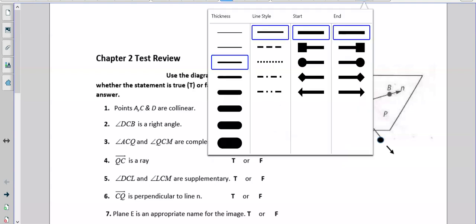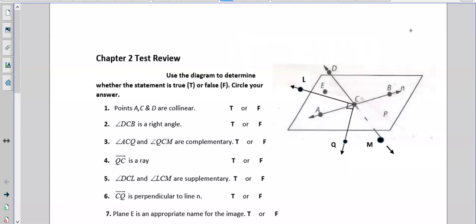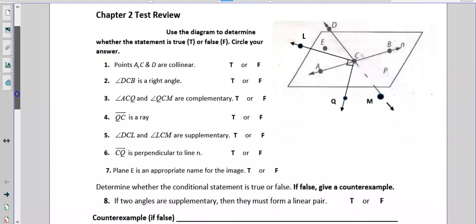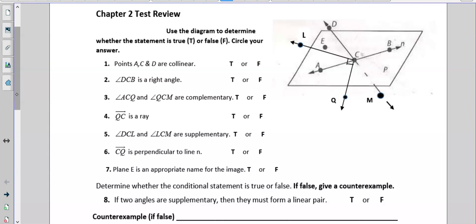All right, so the test review, chapter 2. Most of this is based off the quiz we just took because that's the first 3 sections, so it should be pretty familiar. So looking at the diagram to the right, true or false? Points A, C, and D are collinear.